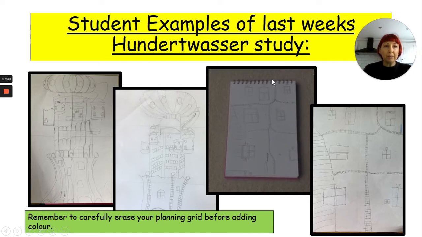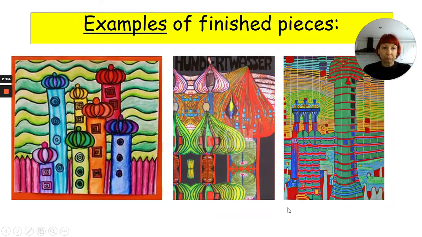Before you begin to add colour to your drawing, can you all just make sure that you have actually rubbed out, erased your planning grid? So this planning grid, carefully rub it out so you rub out none of the other lines that you have drawn. Now, we're going to start to talk about adding colour, and I want us to look at these 3 examples of how colour was added.